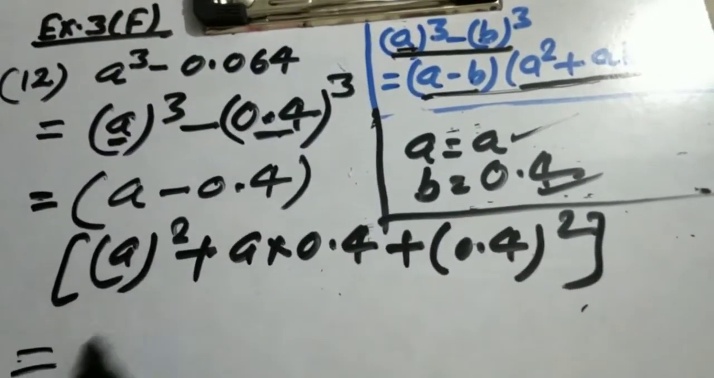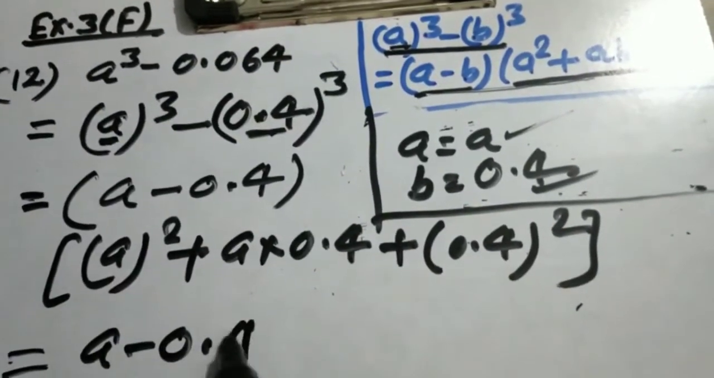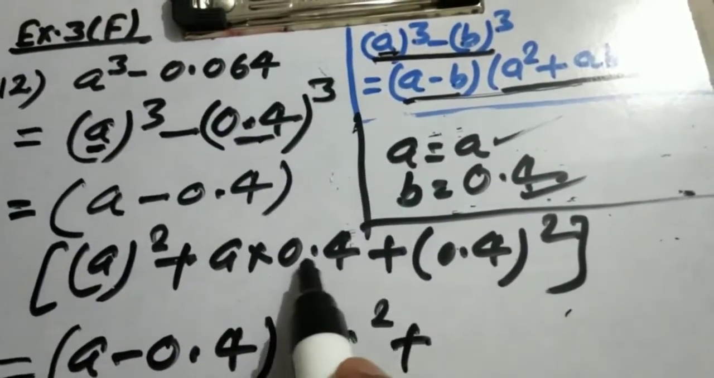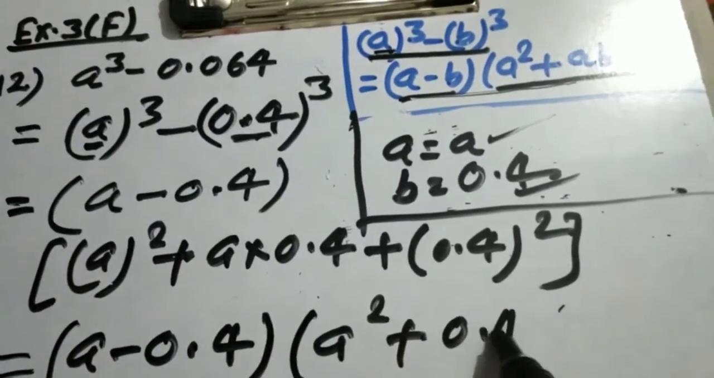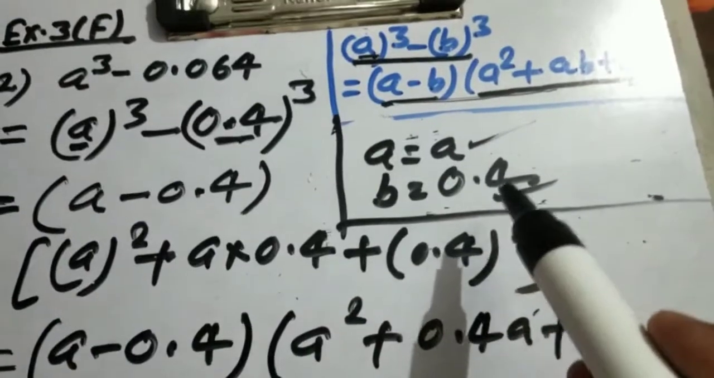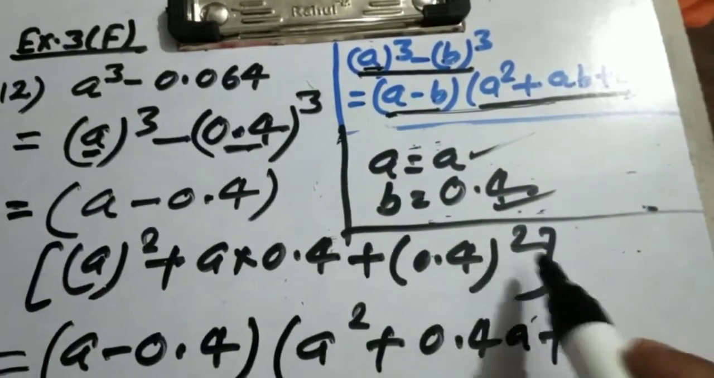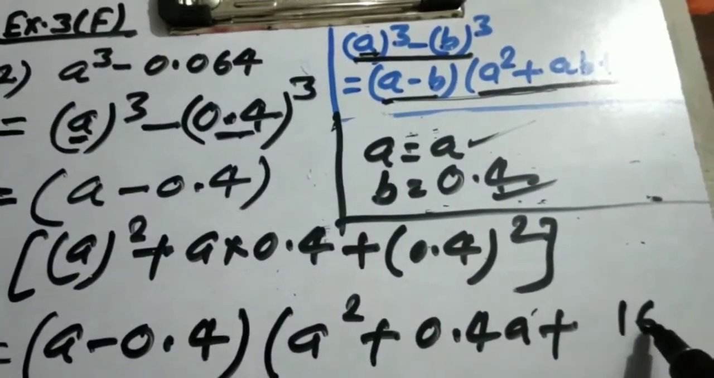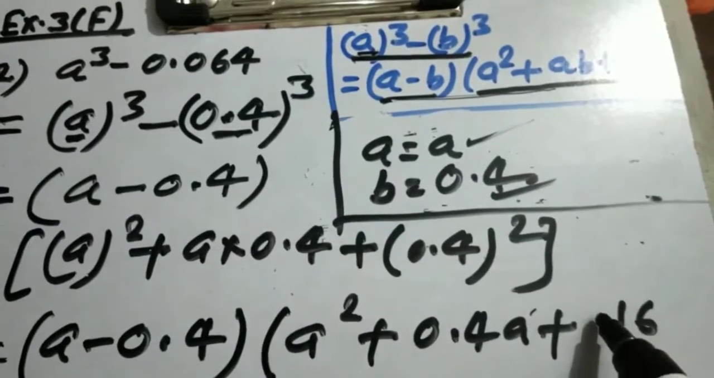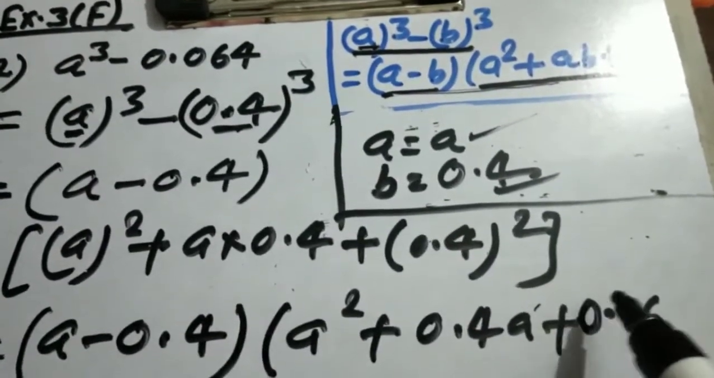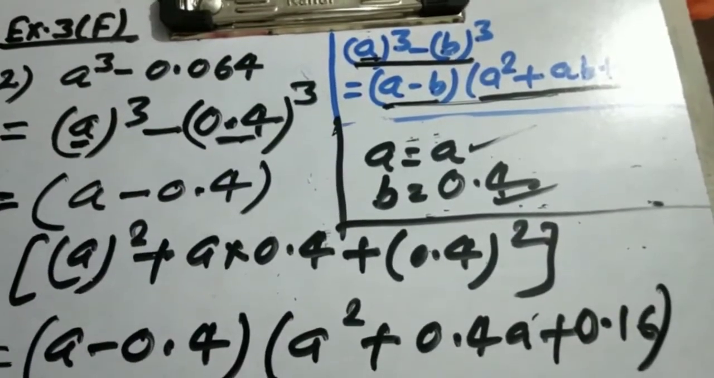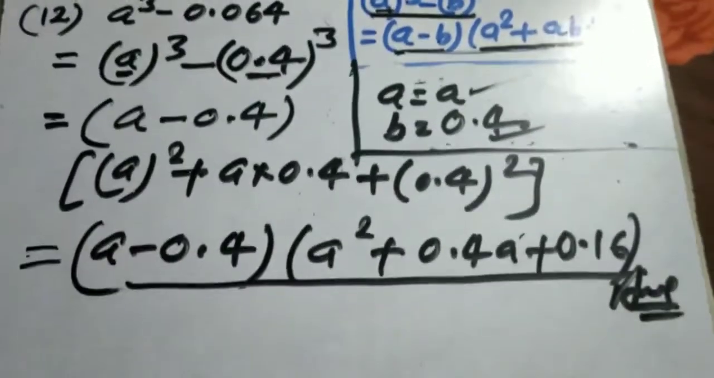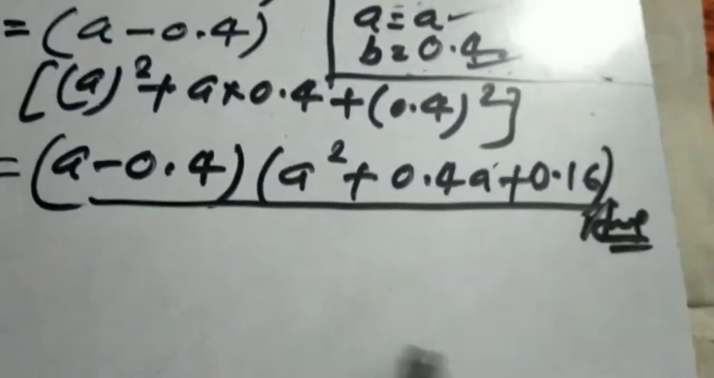Now it will become a minus 0.4, and a the whole square will be a square, and 0.4 multiplied by a will be 0.4a, and when we square 0.4, 4 square is 16, and after the decimal there will be 2 digits, so 16 contains 2 digits, then you have to put the decimal, and before it you have to put 0. Okay, so this is the factorization for the given question. This is your final answer. Now let us see the next question.